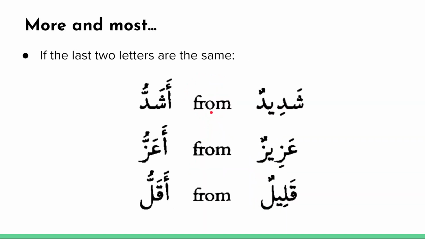Now if the last two root letters are the same, like in this case, sheen, dal, dal, then you actually contract them together and put a shadda on it. So instead of becoming ashdadu, it becomes ashaddu. Azizun becomes a'azzu. Qalilun becomes aqallu. So in each of these cases, shadidun, more severe, more intense. Azizun, more honored. Aqallu, more little or fewer.